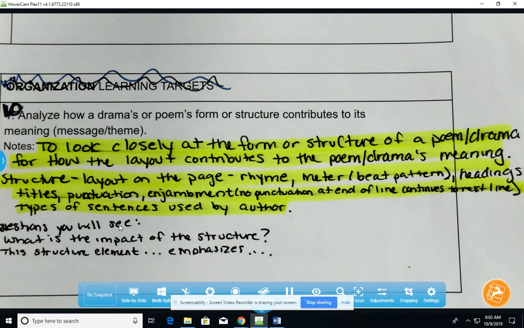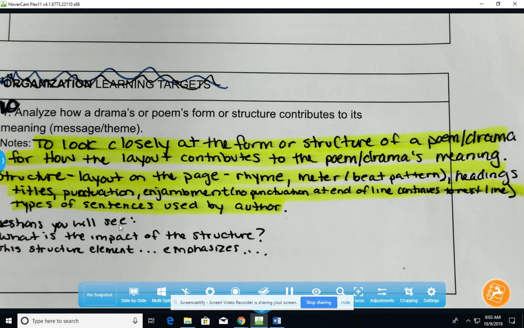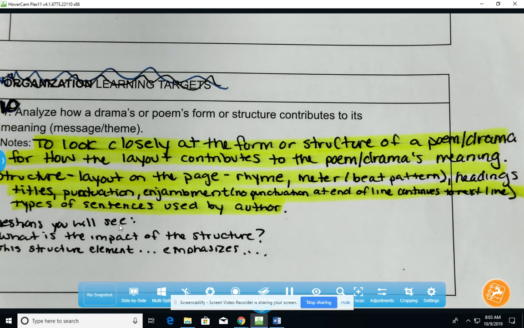With poems, we're looking at the rhyme scheme. We're looking at the meter, which is the beat pattern, the ba-bum, ba-bum, ba-bum as you read it. We're looking at any headings or titles. We're looking at punctuation. Is it used? Is it not used? What types of punctuation marks are used?